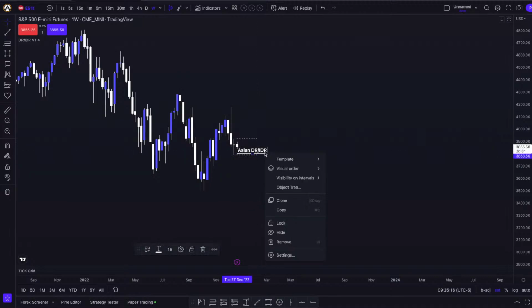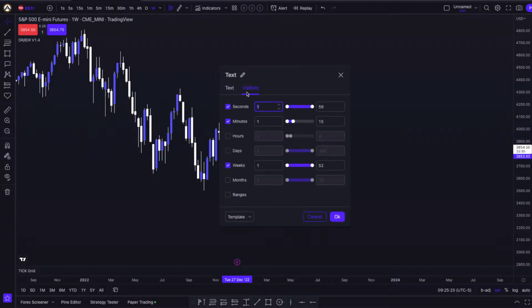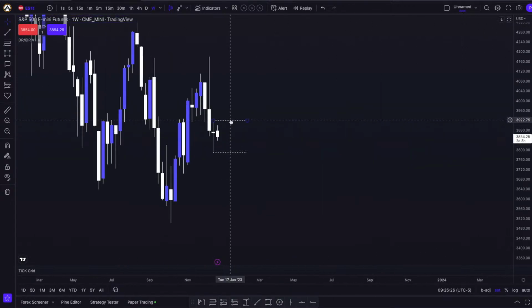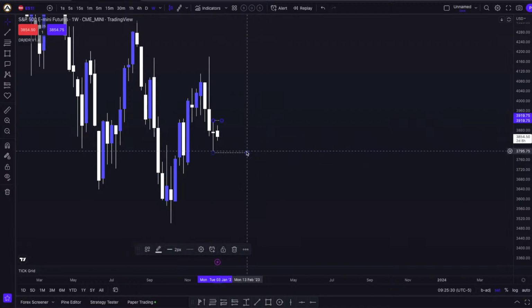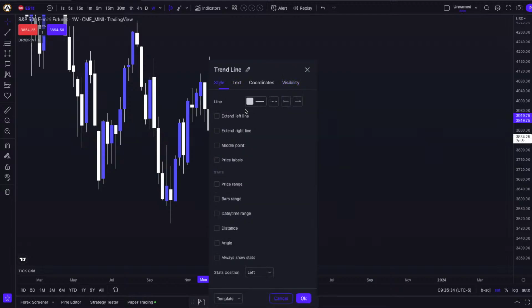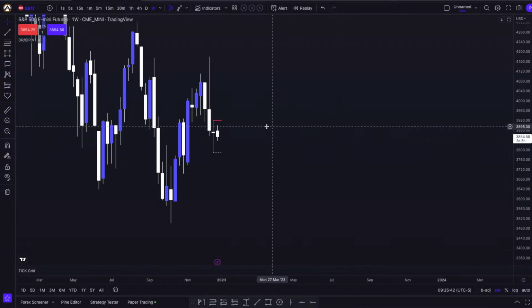We also don't want to see this thing on a weekly time frame. So what I'm going to do is go to visibility, disable weeks, and it's not here anymore. Beautiful. So what we are going to do now is drag this a bit further in. This is our previous week's high and low. Let's style this with a straight line and color it in, let's do a pink.